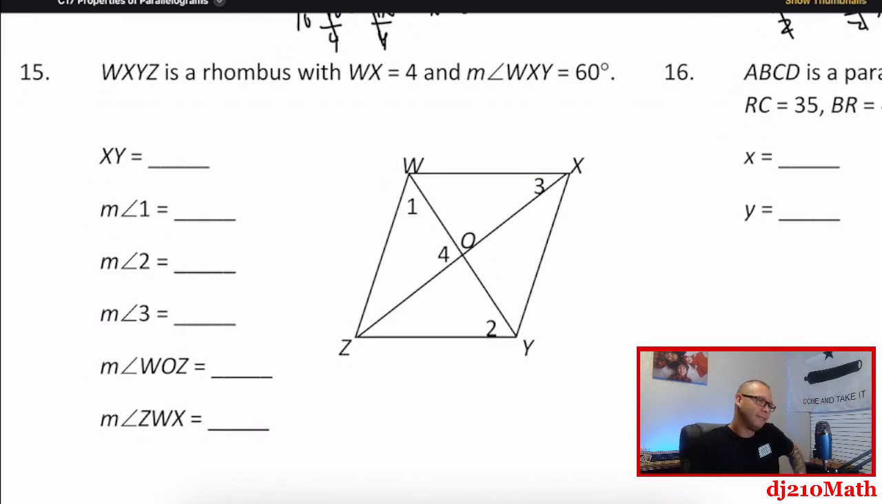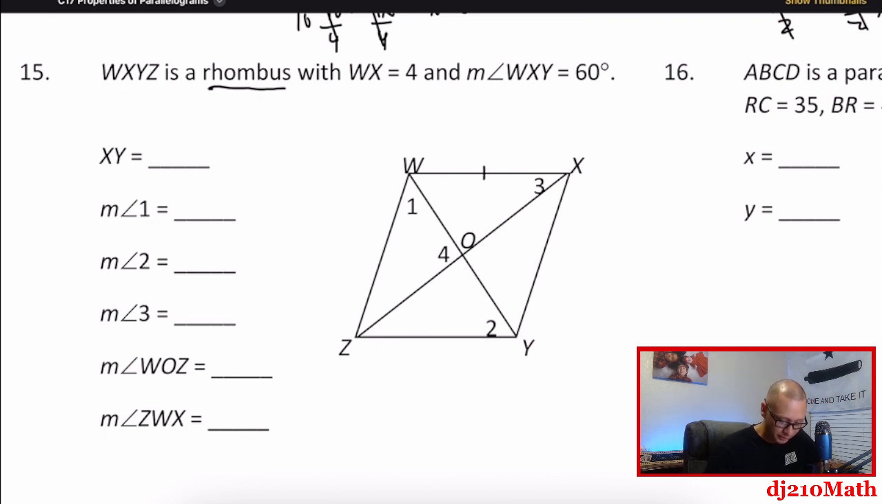Problem 15. WXYZ is a rhombus. Now it's very specific, because it's a rhombus. It's more than just a parallelogram. It's for sure, going down like the tiers of things. It's a quadrilateral, it has 4 sides. It's a parallelogram, but it's a rhombus. It's very specific. So what does that even mean?